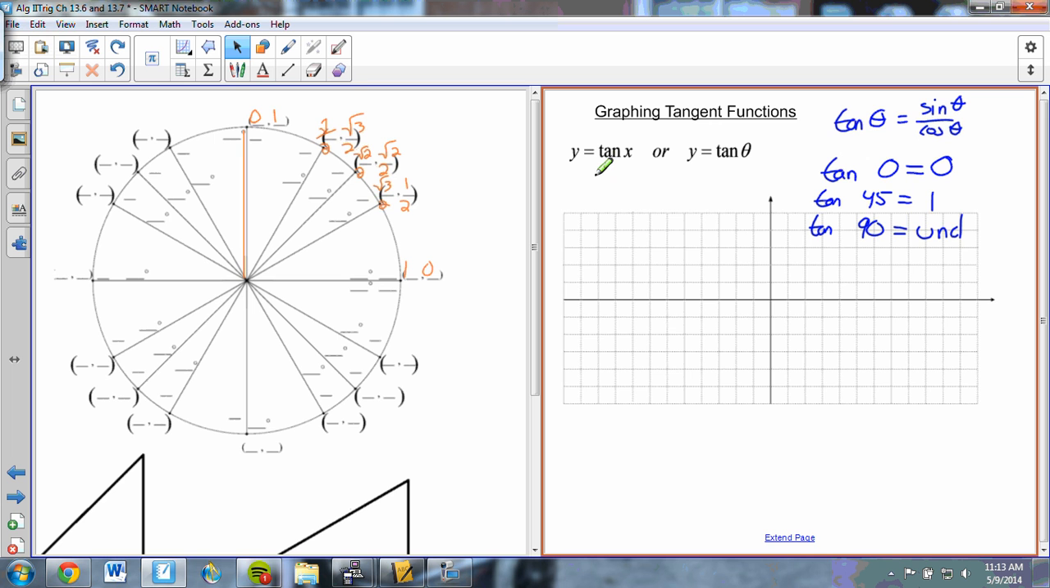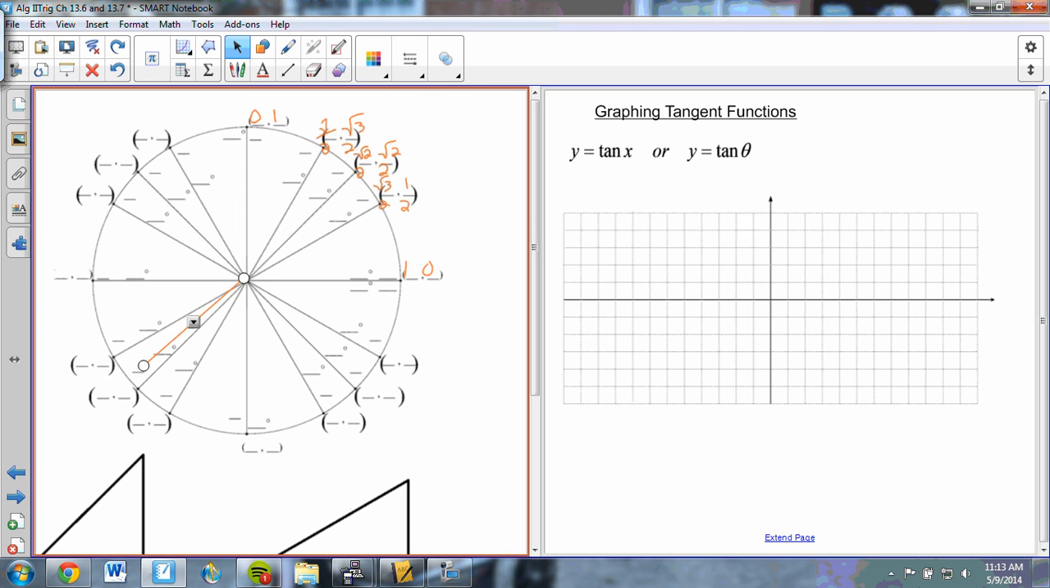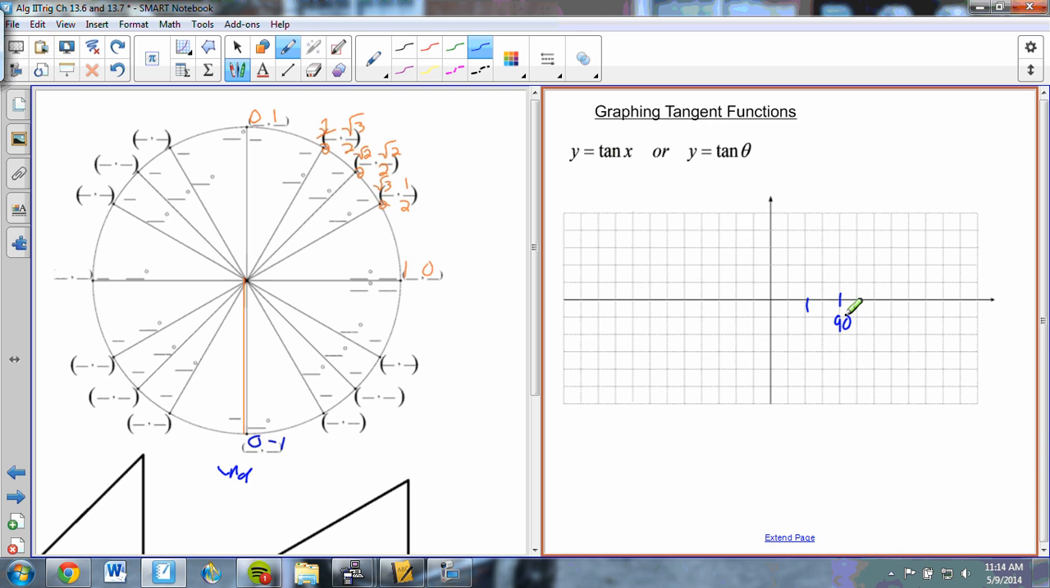Actually, I'm going to erase all that. What about negative 90? It's a great question. Well, this is the point 0, negative 1, still undefined. So if I go to 90 and negative 90, or same as 270, I have an asymptote here and an asymptote here. What about after them? We'll get there.